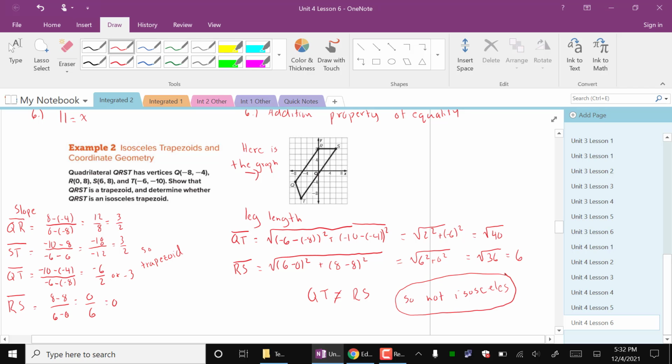Again, we've first checked the slope to see how that worked out. The top and bottom need to be parallel, the sides not parallel. Then we check the leg length. If the leg length had been the same, we would have an isosceles, but they're not, so we don't have an isosceles.